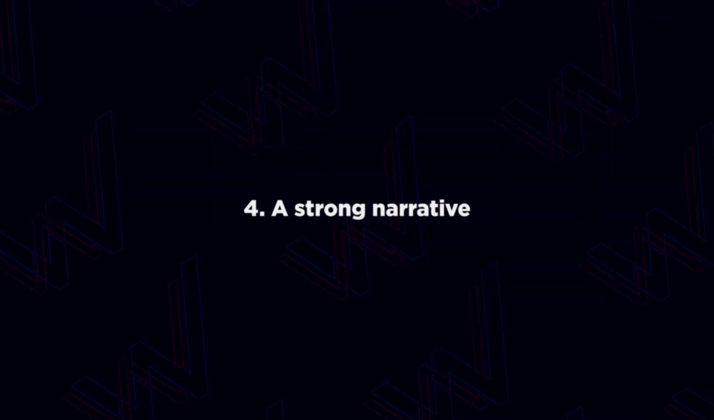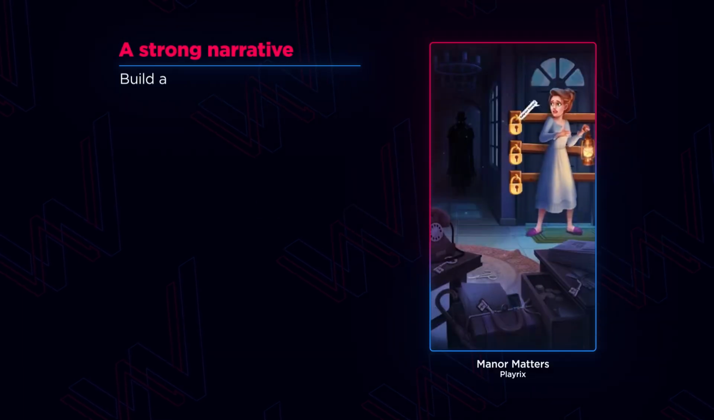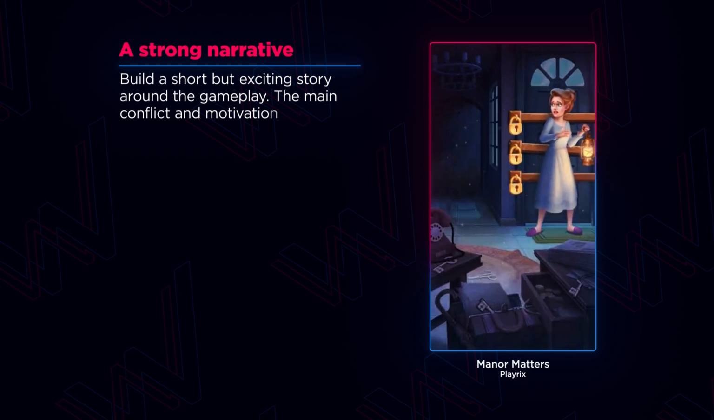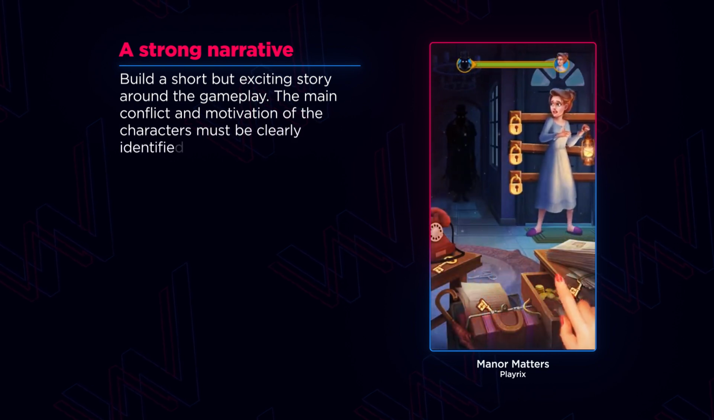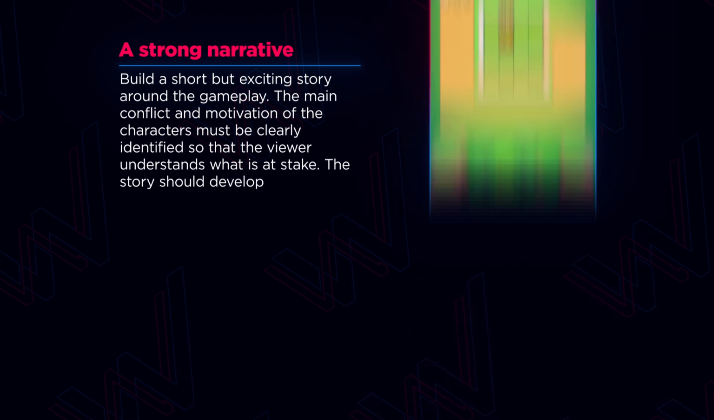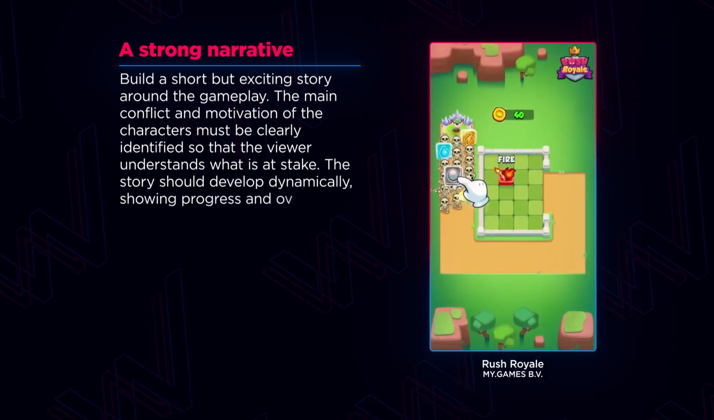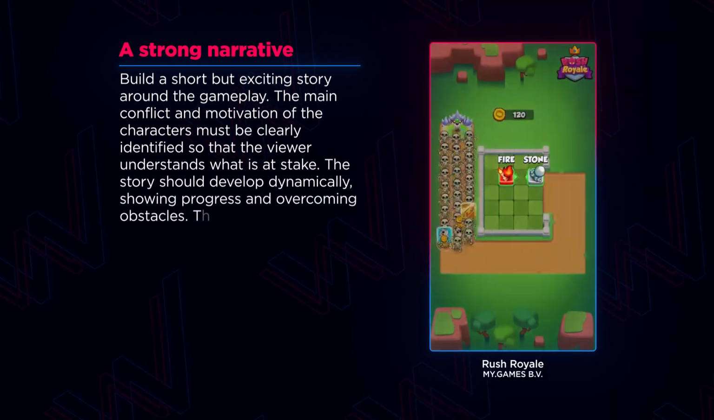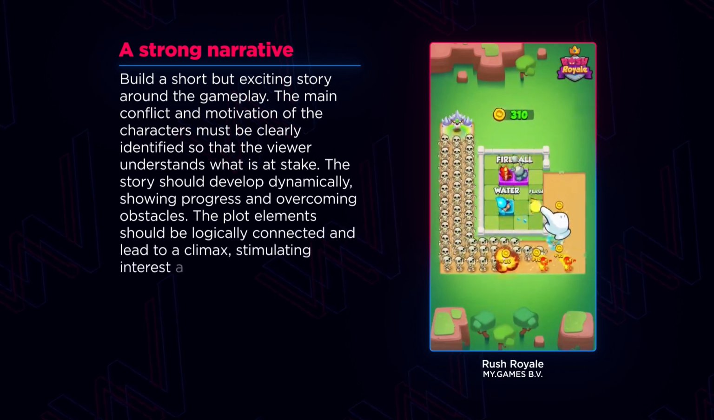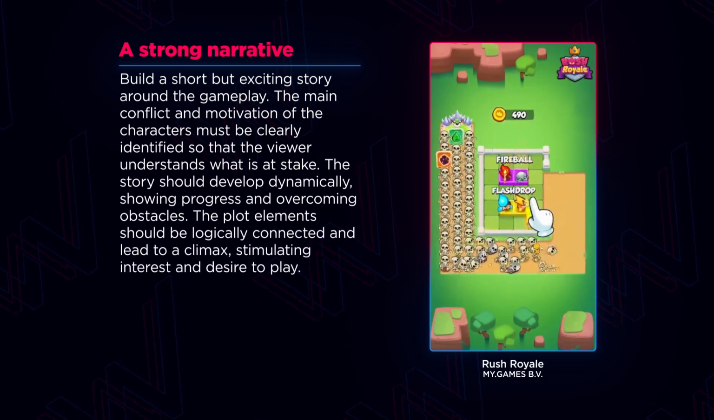Number 4. A strong narrative. Build a short but exciting story around the gameplay. The main conflict and motivation of the characters must be clearly identified so that the viewer understands what is at stake. The story should develop dynamically, showing progress and overcoming obstacles. The plot elements should be logically connected and lead to a climax, stimulating interest and desire to play.